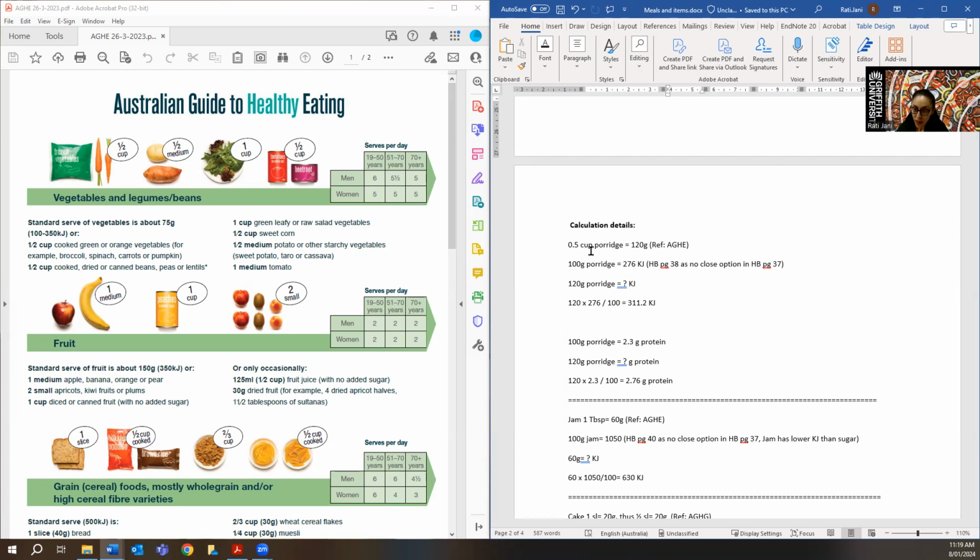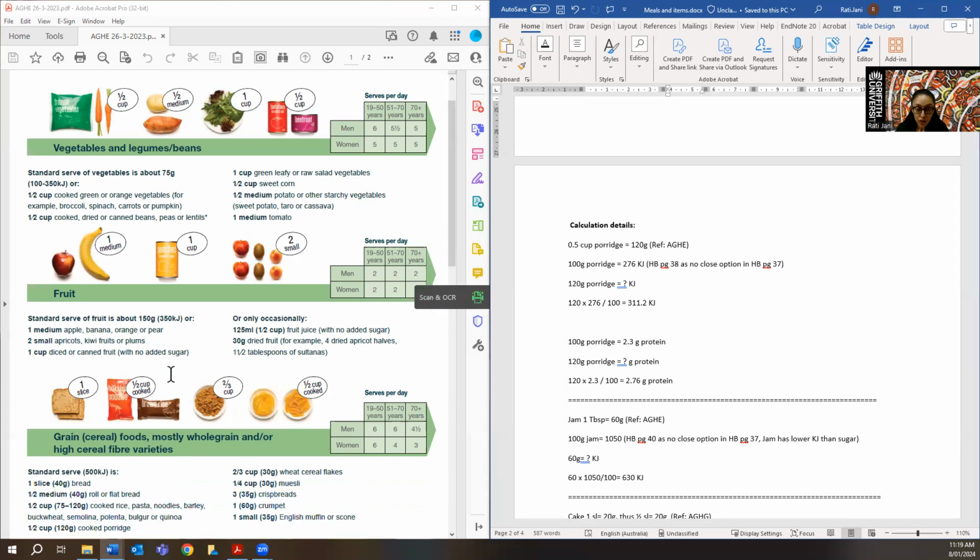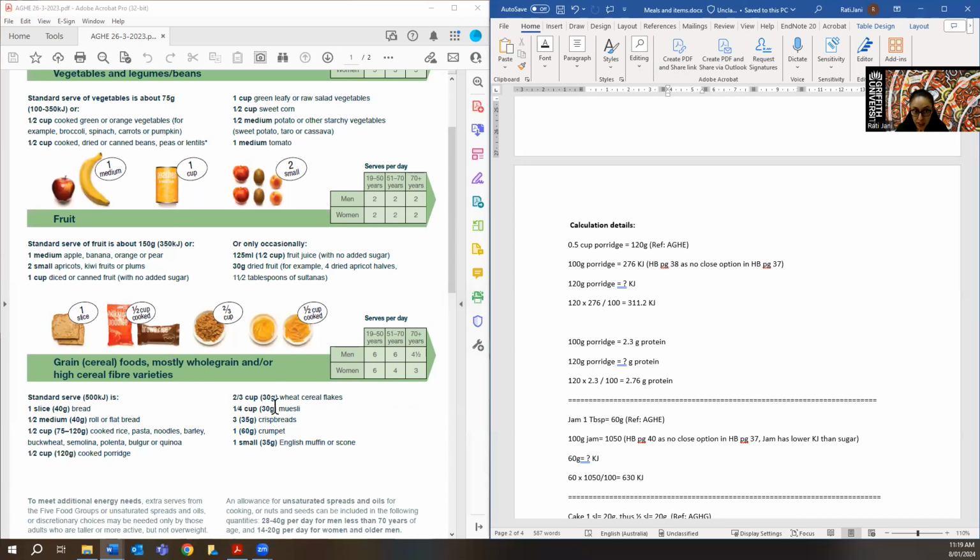Okay. So when I'm in this situation where I don't find an item in the quick ready reckoner, or a closely similar item, then I go to the Australian Guides to Healthy Eating. Now when we look at Australian Guides to Healthy Eating, this document you can carry in your exams. So I look at this half cup porridge, which is 120 grams.